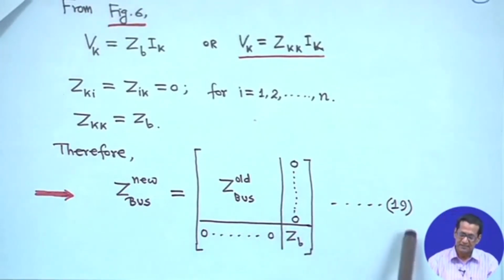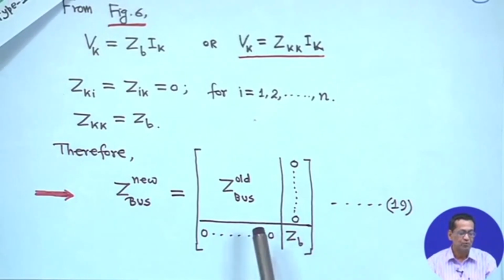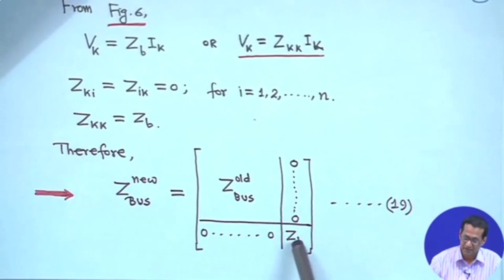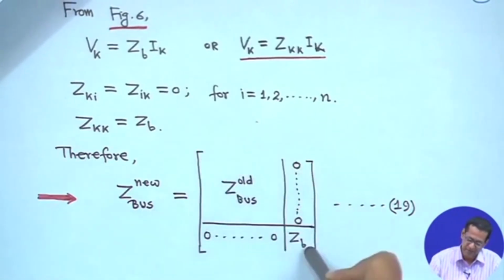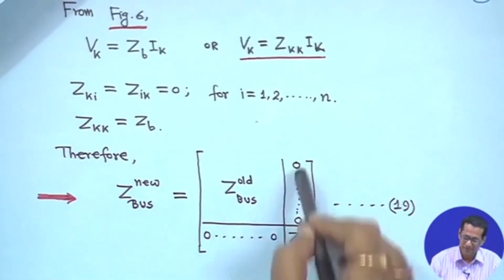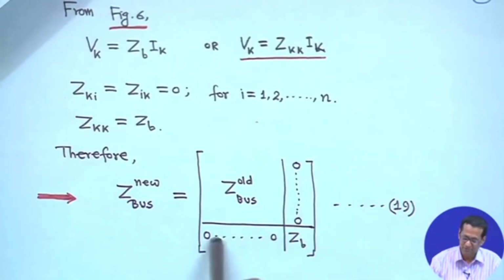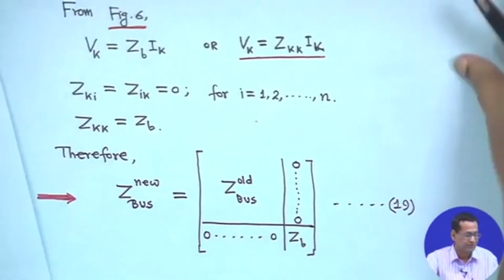So, this is equation 9, and this is called type 1 modification. A simple one, the first one, right. Only one element will be added to the diagonal of the old Z bus. And these are all zeros, this row and this column up to here, and this row up to here, all elements will be 0, right.